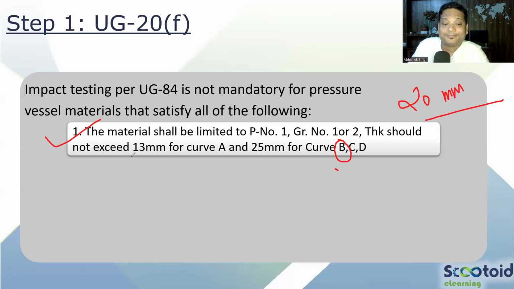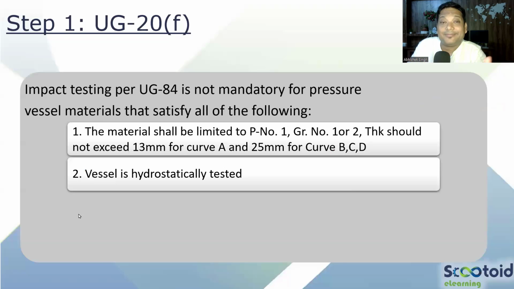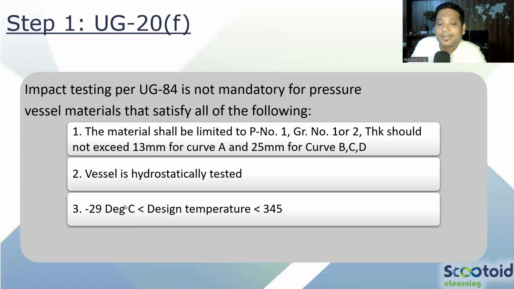What is the next one? Vessel is hydrostatically tested, which we do most of the time, right? Very rarely we'll be doing pneumatic or proof testing, which is almost negligible when we talk about pressure vessels. So hydrostatically tested 99% of the time. So it will be yes. Third, your design temperature has to be within minus 29 to 345.